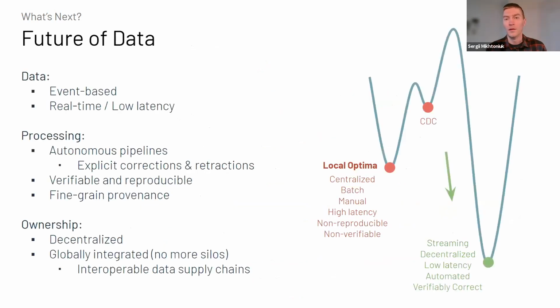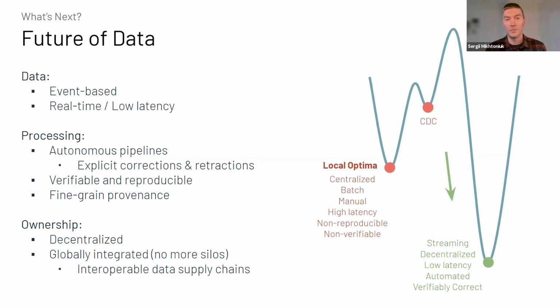ways of processing data better. So the way I see it personally is that we've spent several decades in this local optima of centralized batch, where processing is very manual, where the latencies are high, data is non-reproducible and unverifiable, and we're slowly crawling out of this local optima. We've seen that already we're going towards event-based data. This means that it's a no-brainer that we're going to be pushing analytics towards real-timeness and low latency. And to achieve that, we need more autonomous data pipelines, and stream processing provides us that.